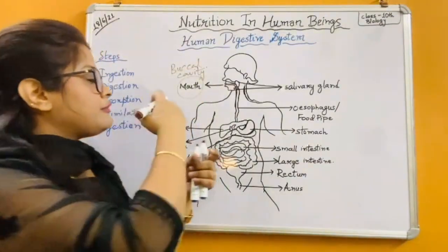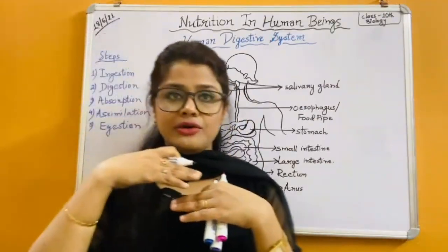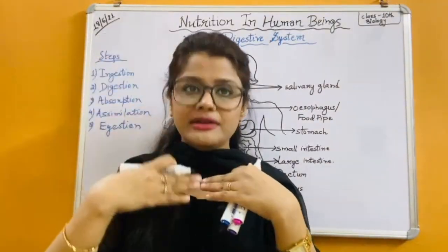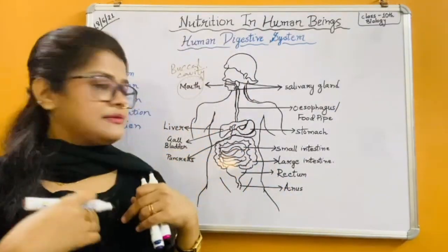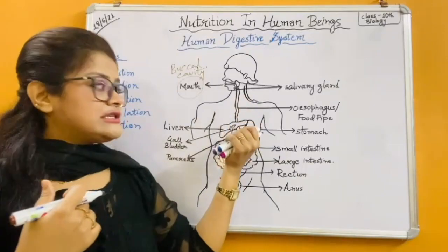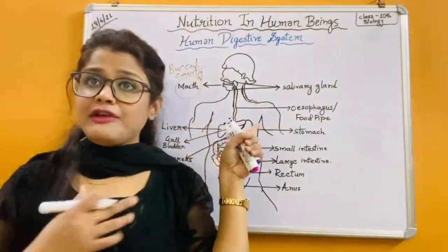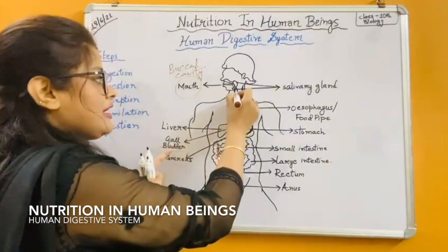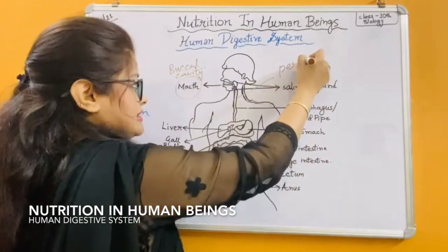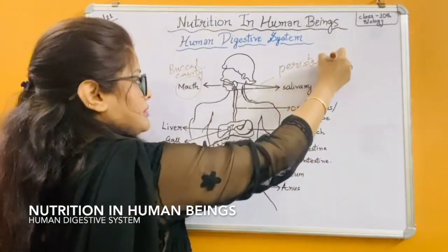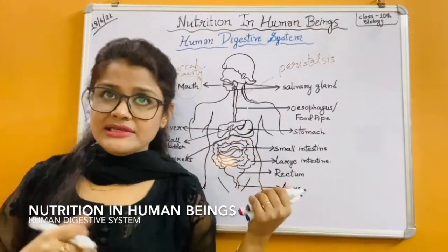Okay, so what is pharynx? Pharynx is present somewhere here, which separates your respiration and digestion. All right, after the food is passed into your stomach, the food is pushed in a wave-like motion, and this wave-like motion in the esophagus is known as peristalsis.